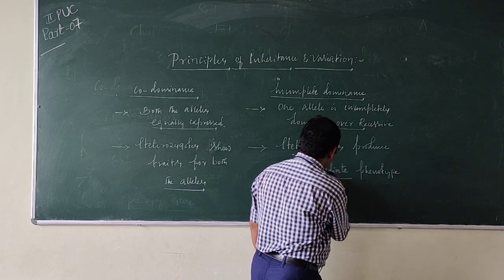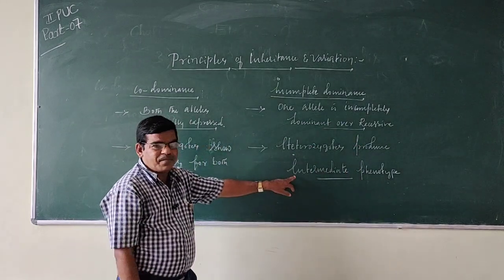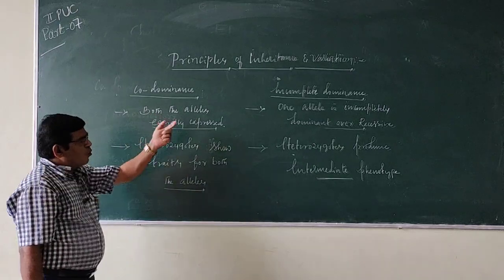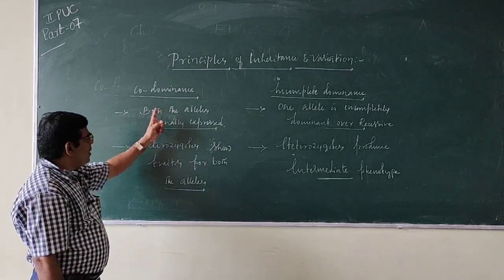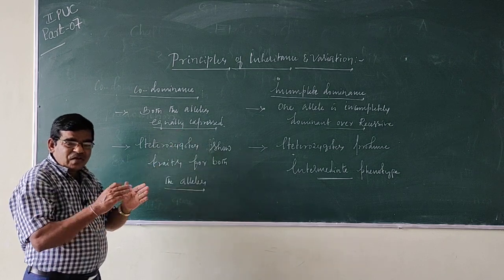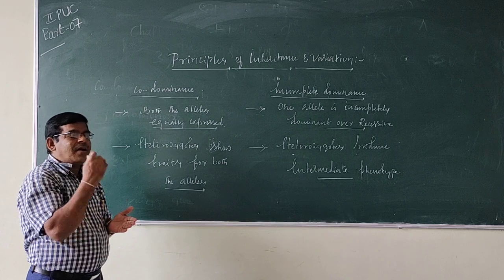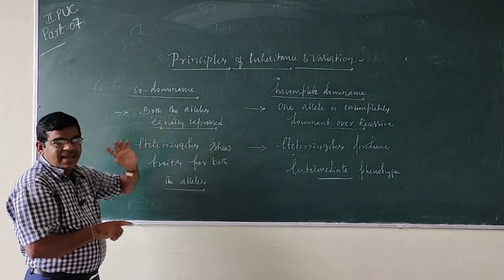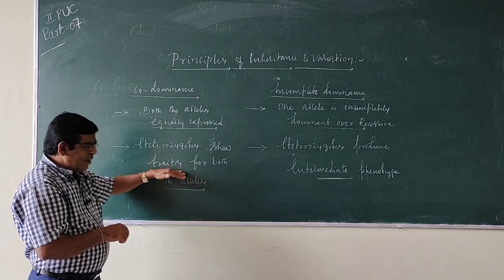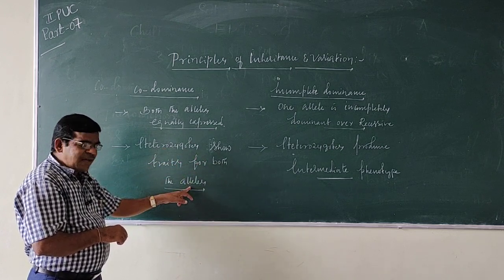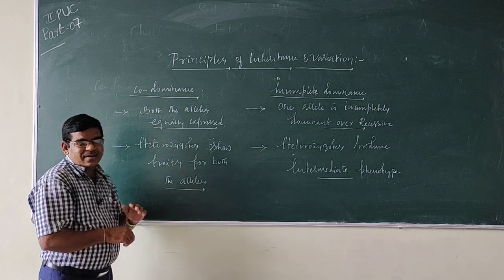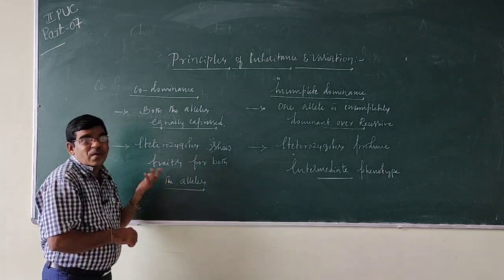I have discussed incomplete dominance in snapdragon. The color of the flower is pink. Pink is the intermediate phenotype. This is the difference between codominance and incomplete dominance. In codominance, both the alleles are equally expressed. The best example is the ABO blood group. In heterozygous condition, allele IA and allele IB are both equally expressed and produce AB blood group. The heterozygote shows the characters for both the alleles.